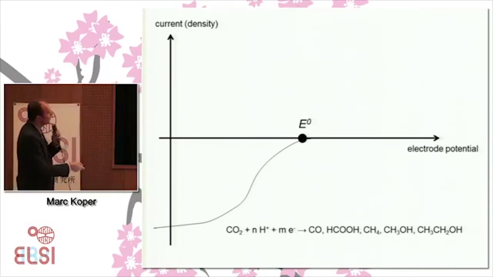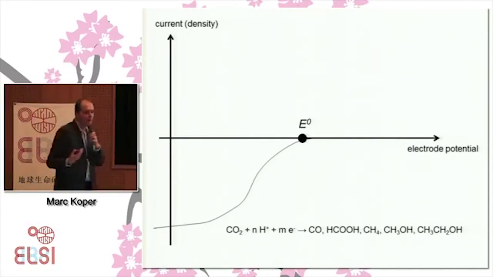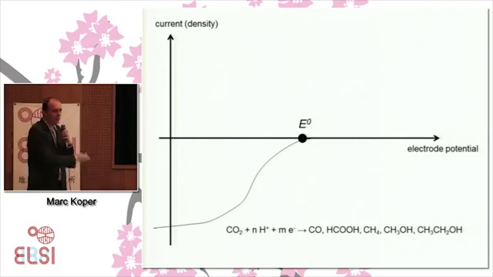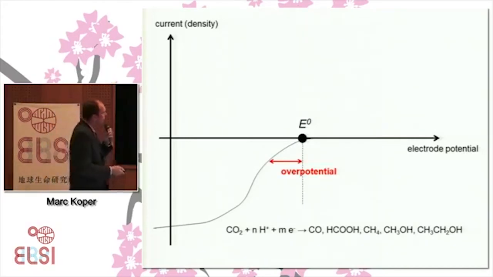And if I reduce CO2, then I can make a number of different products, and we've seen some of those already today. And obviously from the current, I can't really tell what product I'm making. I can just tell how many electrons are flowing in the external circuit. And then I have a number of important things that I look at.